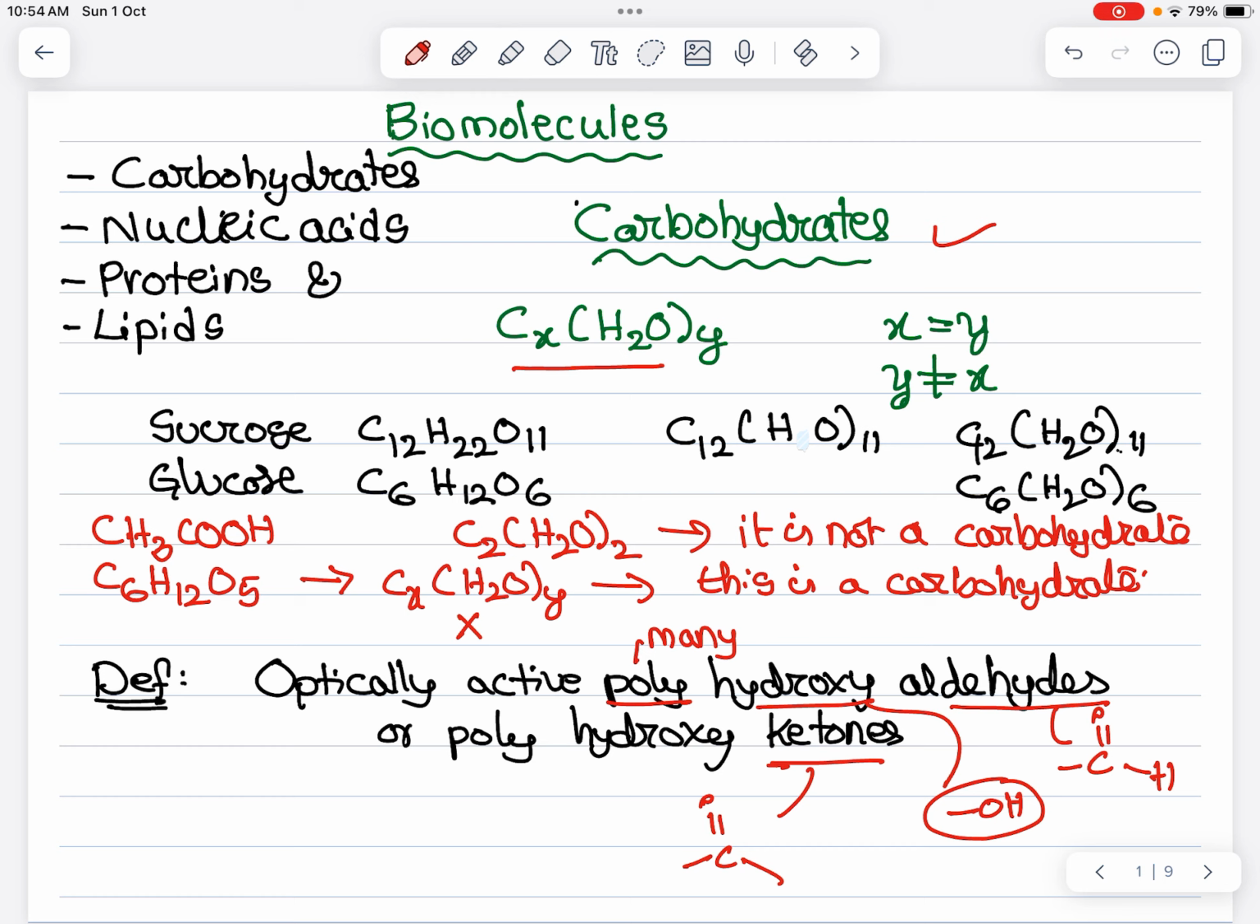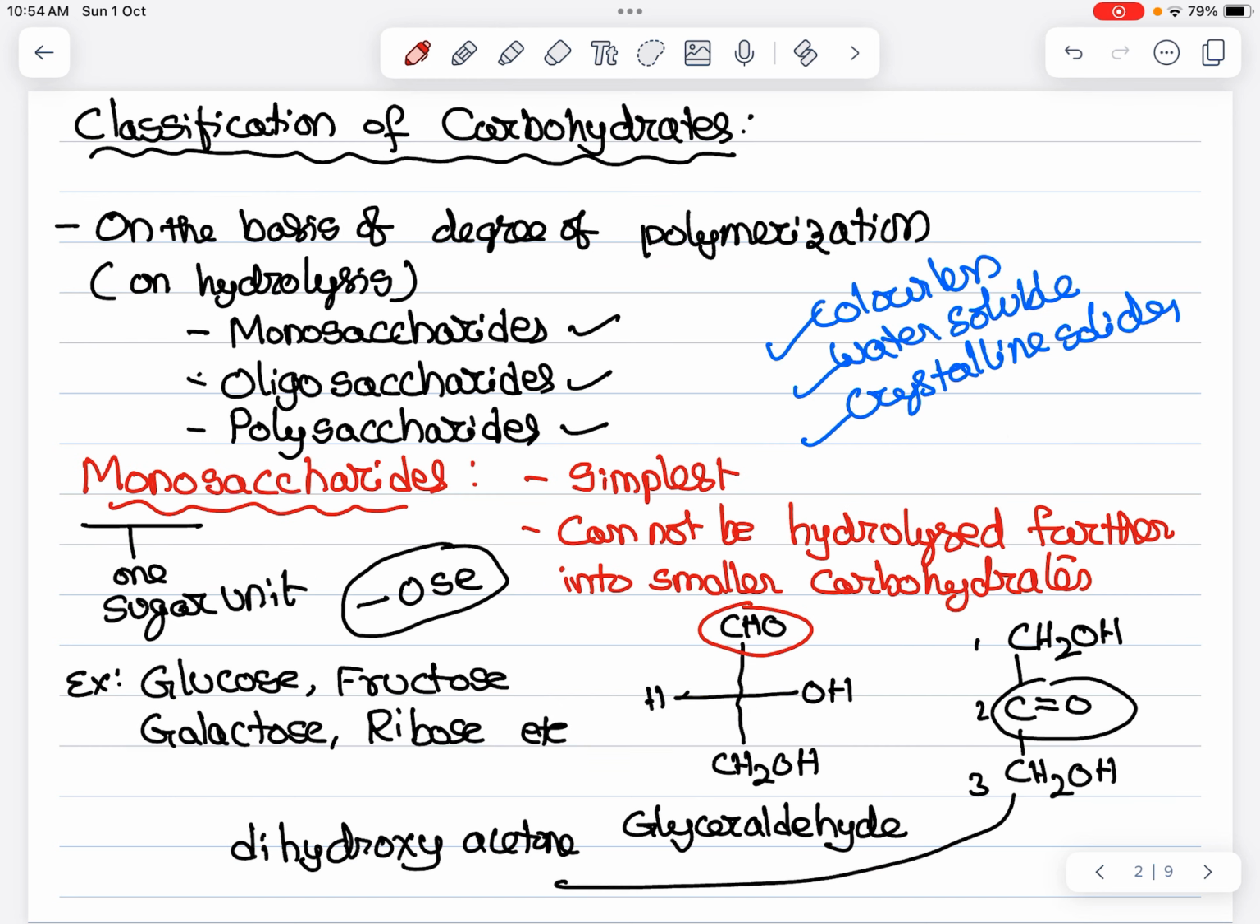So for sucrose, glucose, and so on, the formula fits. But acetic acid fits the formula, yet it is not a carbohydrate. Rhamnose doesn't fit this formula, but it is a carbohydrate. So we define carbohydrates as optically active polyhydroxyaldehydes or polyhydroxyketones. And we classify carbohydrates on the basis of polymerization as monosaccharides, oligosaccharides and polysaccharides.